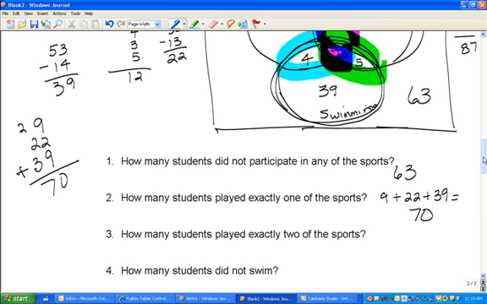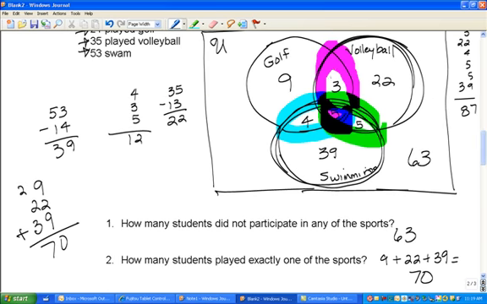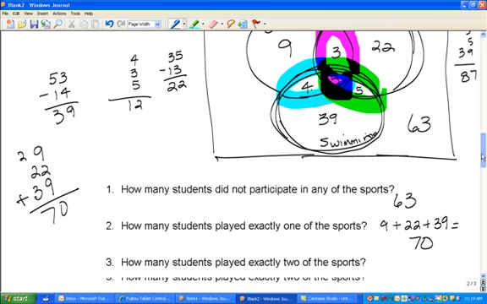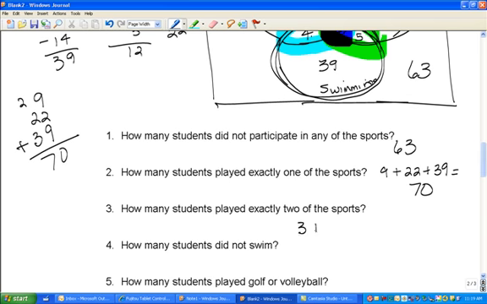How many students played exactly 2? Those are the ones 3, 4, and 5. 3 plus 4 plus 5. It's going to be 12.